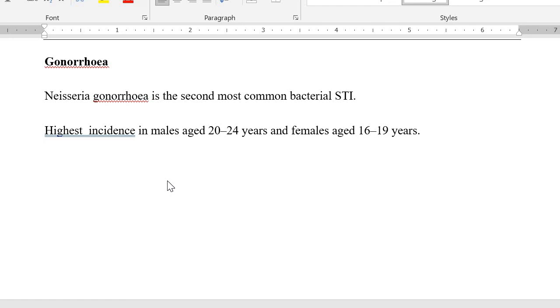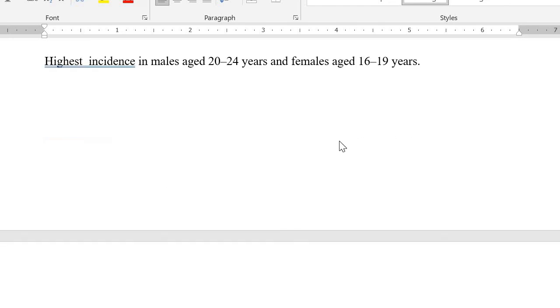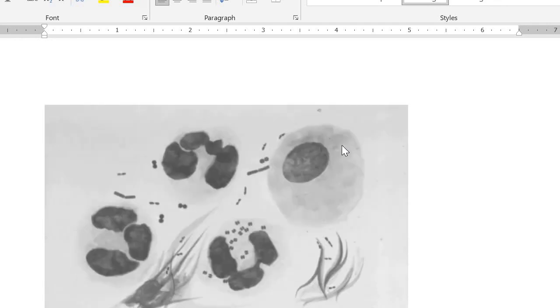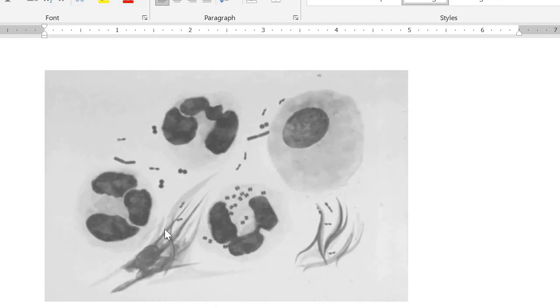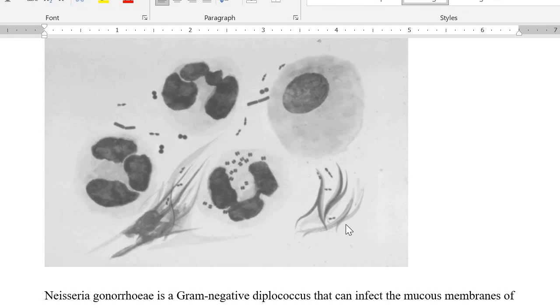So in cases of gonorrhea, Neisseria gonorrhoeae is the second most common bacterial STI. The highest incidence is in males aged 20 to 24 and females aged 16 to 19 years. You can see that when they start their sexual activity, at that time they have the highest risk. This is how gonorrhea appears. They are gram-negative diplococci, which can exist in pairs. So two, two, and two. That's what you're going to see.